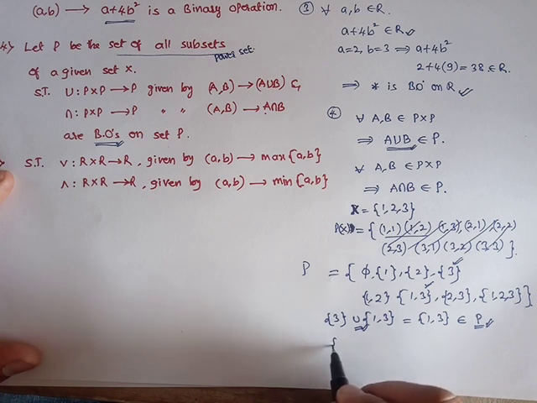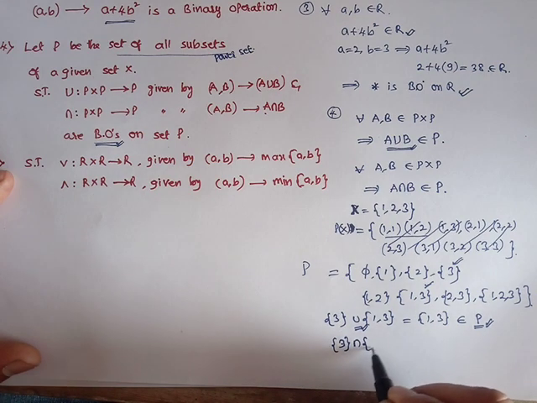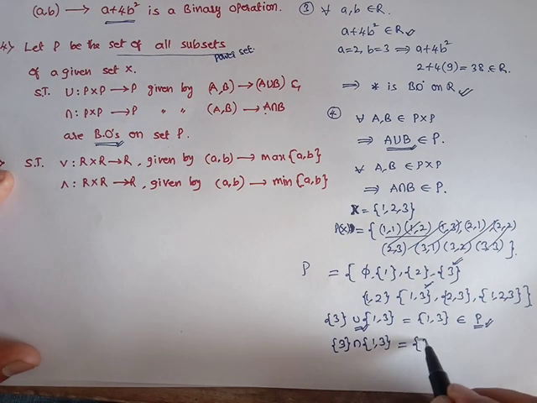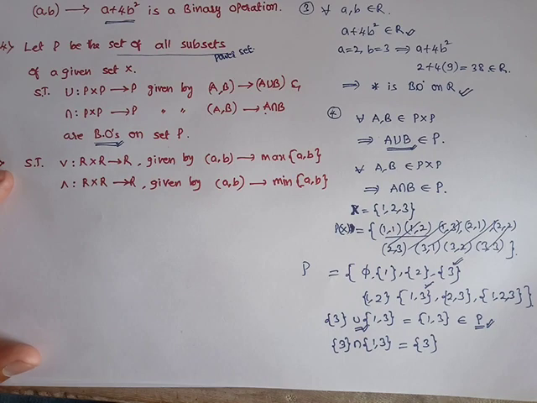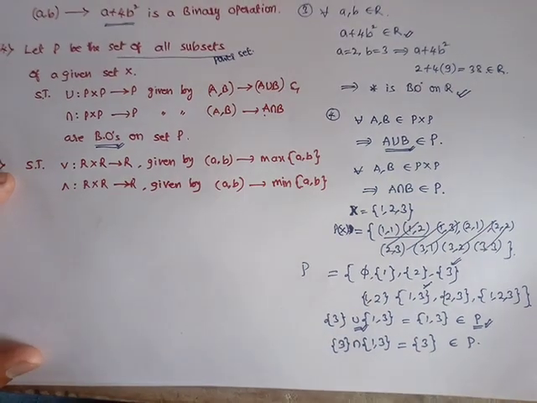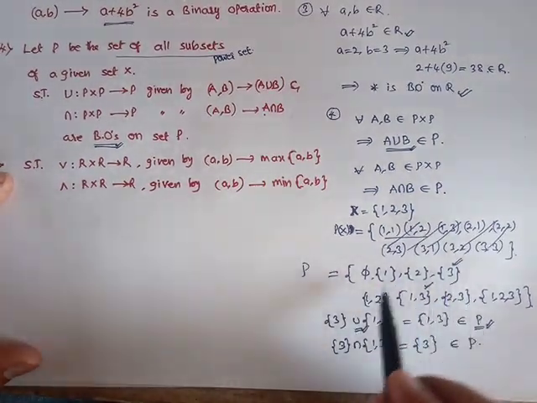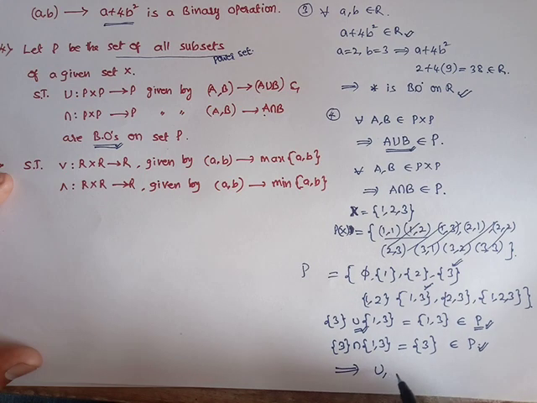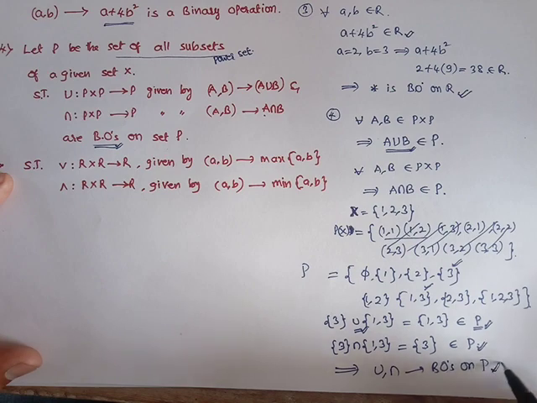And in the same way for intersection, {3} intersection {1,3} is equal to {3}, because 3 is the only common element, and the set {3} is already here, so it belongs to P. So the elements taken from the power set, taking two at a time, I mean P cross P, their binary operation result will be in that particular set P. So this implies union and intersection are binary operations on the power set.